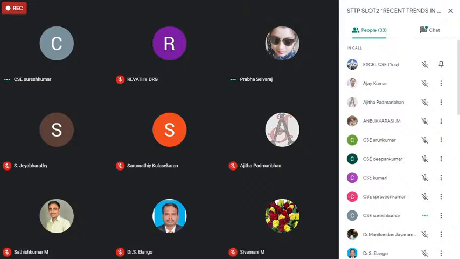Very good afternoon to all. Today, our resource person Prabha Selvaraj ma'am gave the introduction to machine learning. Ma'am covered various topics: data processing, types of errors and hypothesis, basics of machine learning algorithm classifications, and explained machine learning algorithms in regression types with more examples. I think the session was very useful for the participants.